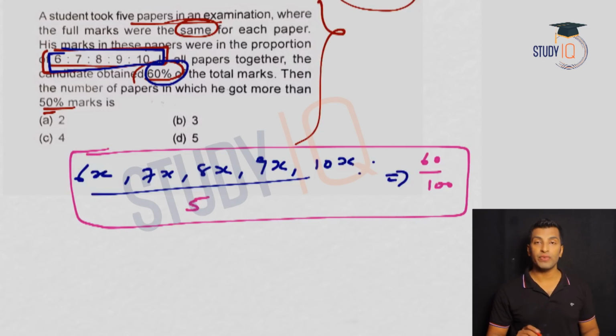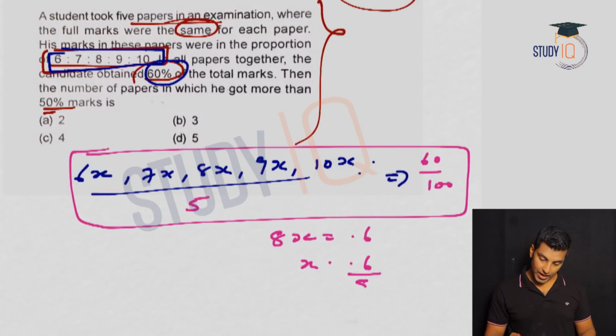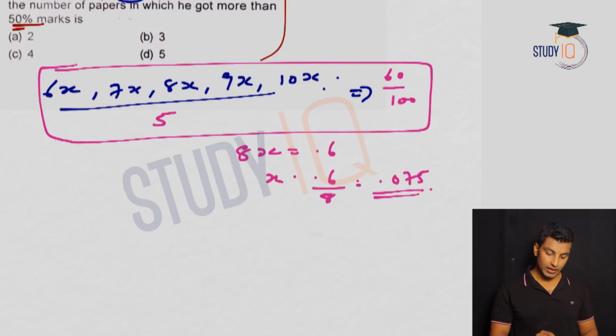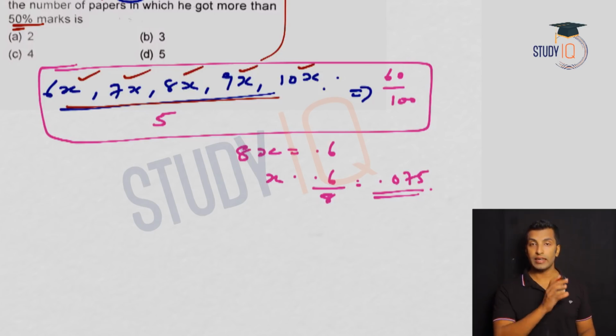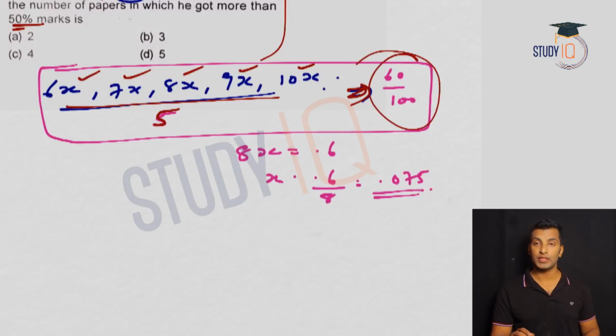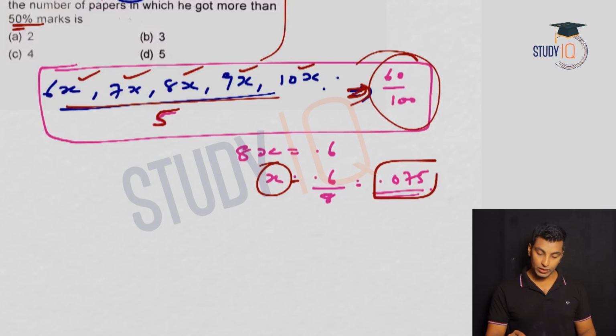Now from this, it is very easy for you to find x. So 8x is equal to 0.6, so x is equal to 0.6 by 8, which is equal to 0.075. This is an easy way. You take it as 6x, 7x, 8x, 9x, 10x so that the ratio condition is satisfied. Divided by the number of subjects, you get the average, which is given as 60 by 100. Since 60 is in percentage, you write it like this, and you get x equal to 0.075.